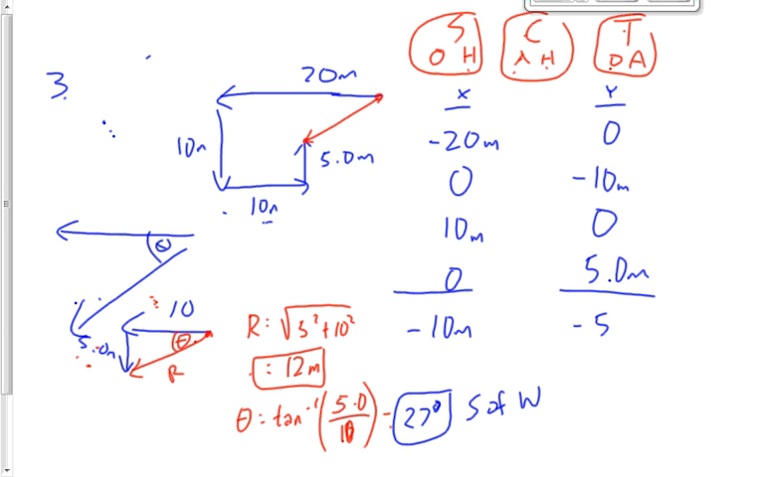Now, there's another way to think of it as well. Look at this angle here. To get to the end, we went west, then we went south. We went south after we went west, right? So that would be south of west. Yep.